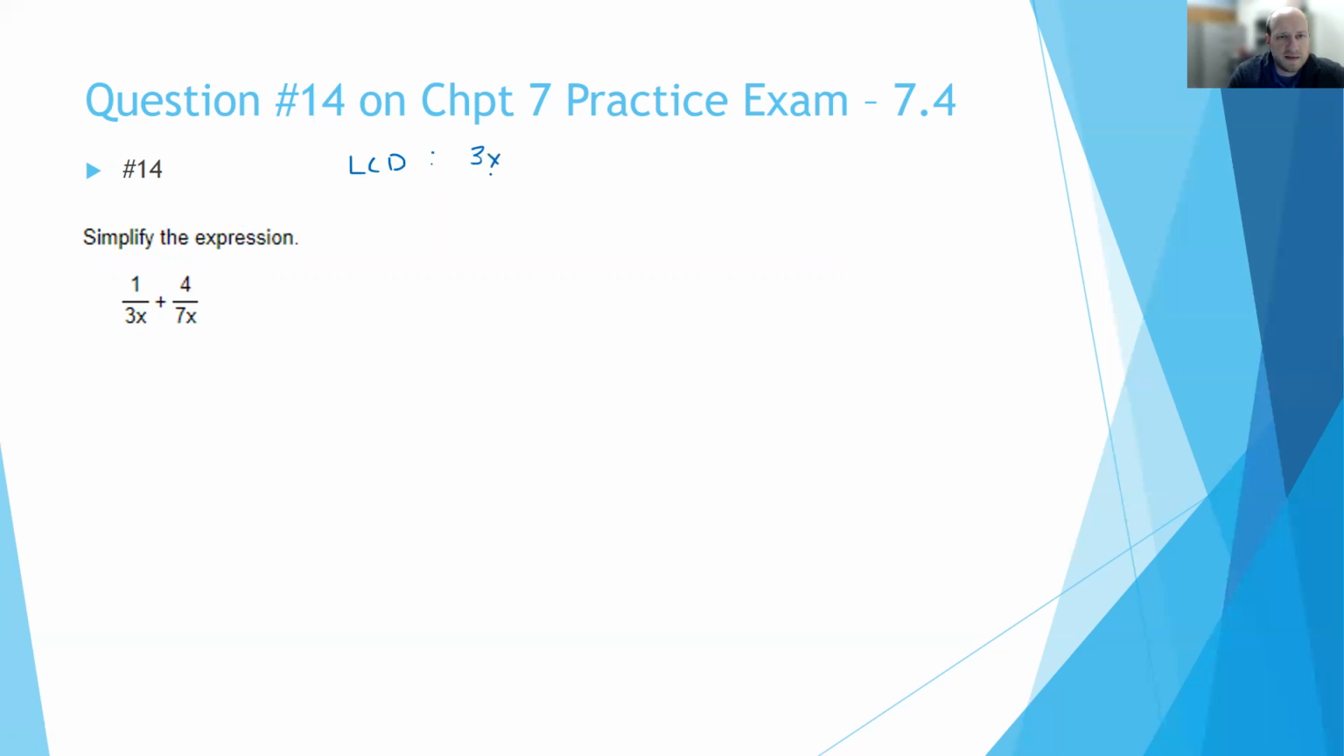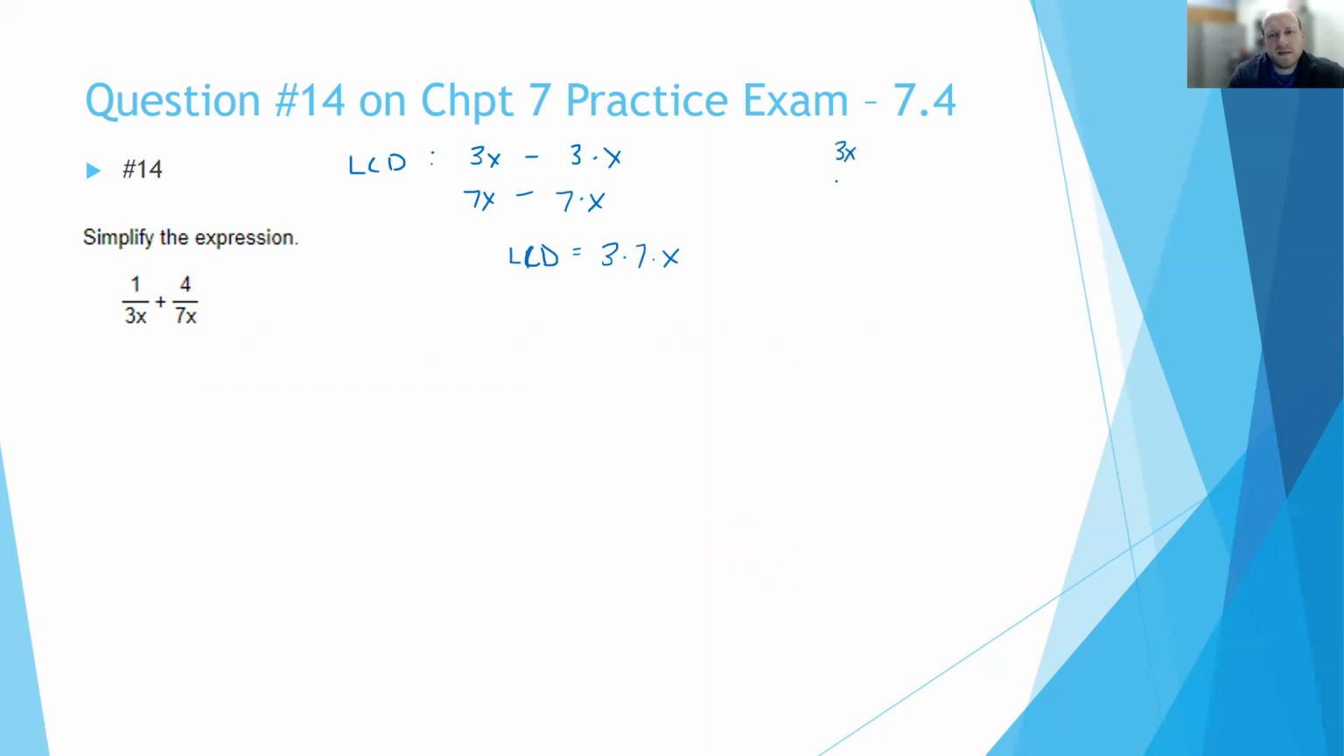In this case, it's 3x and 7x. We did that by listing out the products. So 3x is 3 times x, 7x is 7 times x. The LCD is basically the most number of these that you would have. So we have a 3, we have a 7, and we have an x.